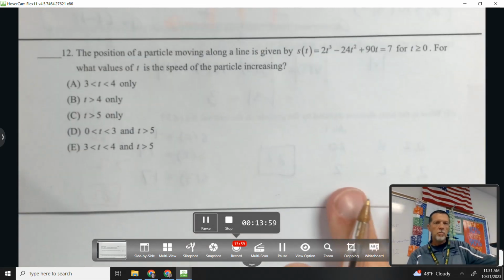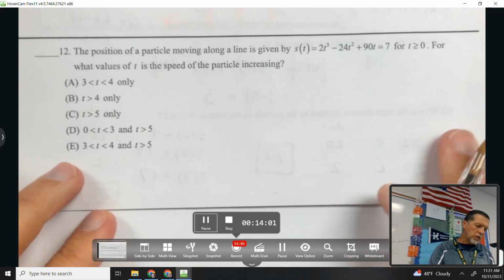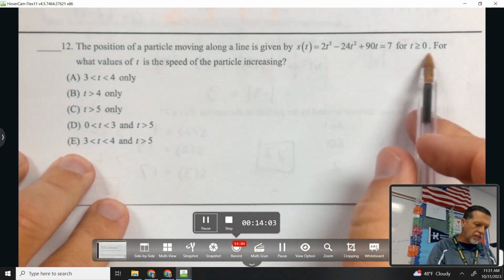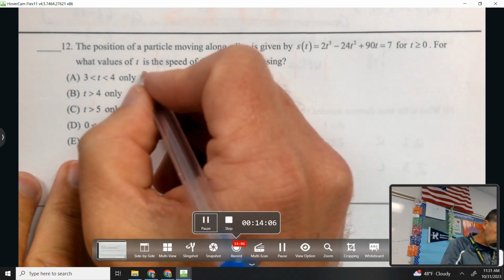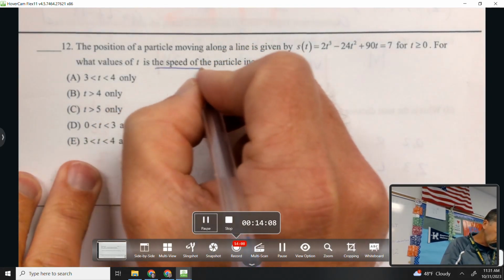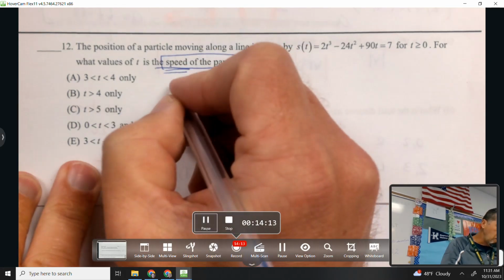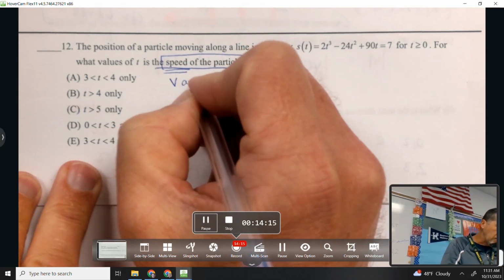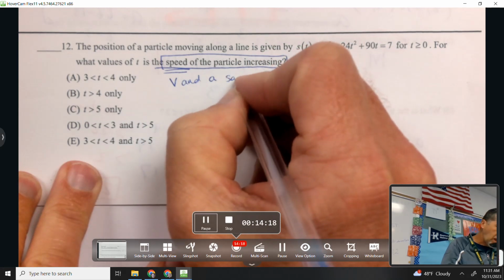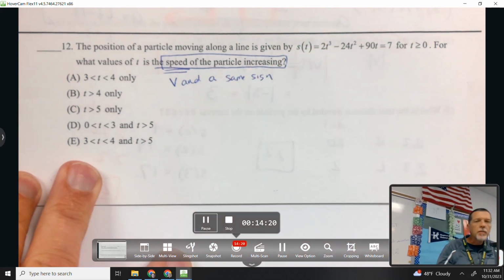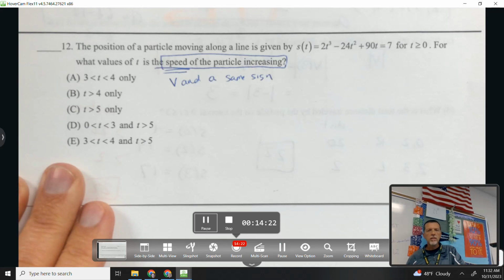Number 12. The position of a particle moving along a line is given by this thing. For what values of t is the speed increasing? That's kind of annoying because speed increasing means I have to think about V and A having the same sign. So speed increasing, I think I need the number line for velocity and the number line for acceleration to look for the overlaps of the same sign.